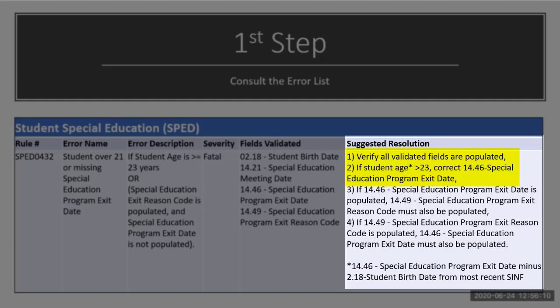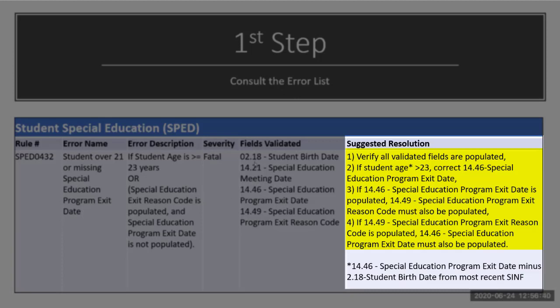If the student is greater than 23 or older than 23, you can populate the program exit date. If the special education program exit date is populated and this error occurred, then you must populate the program exit reason code, or vice versa. If the program exit reason code is populated, then the suggestion says populate the program exit date.